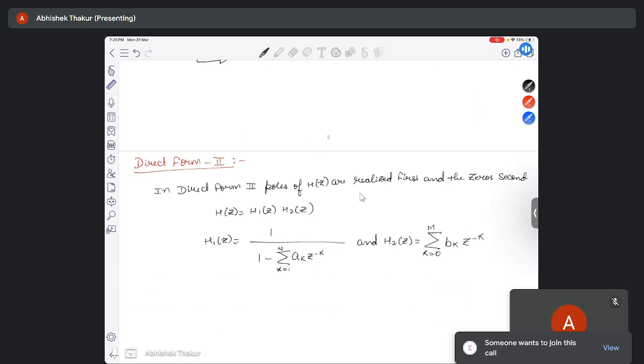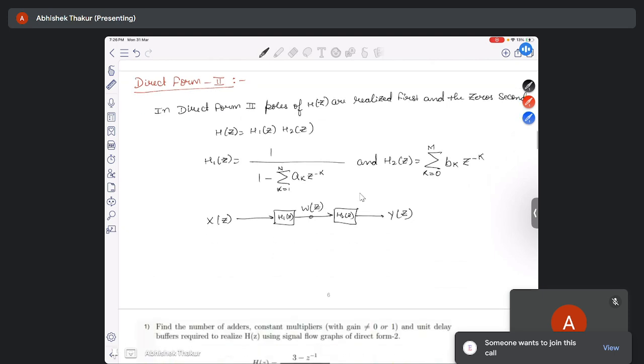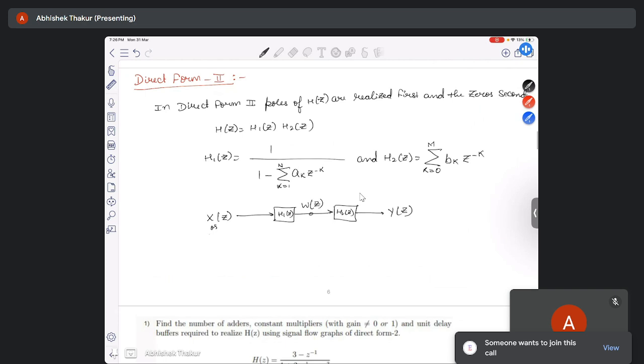So the decomposition for the direct form 2 realization will be like there will be an intermediate sequence w(n) or w(z) that will be introduced to obtain the output of the filter. So first there will be x(z), and this one is our pole, and then there will be H2(z), and then we will receive y(z). The intermediate unit is w(z), the output of the first unit, that is the pole.